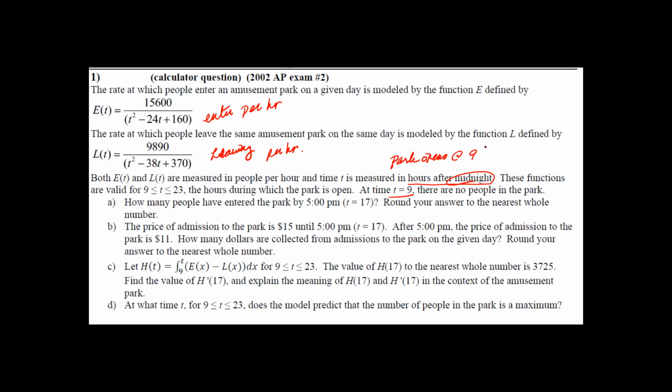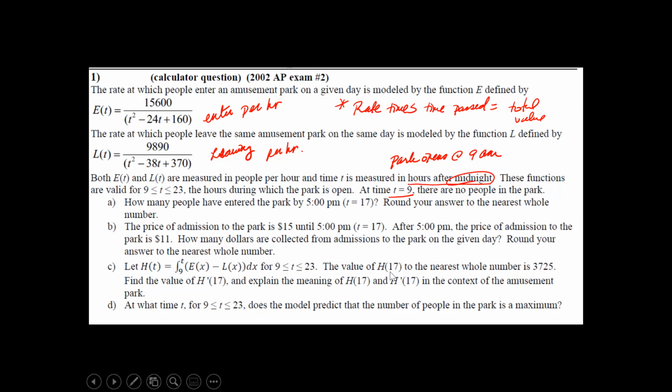Actually, it shouldn't be 9 p.m. I guess 9 a.m. Another thing I noticed is to keep in mind that the rate times time passed is equal to the total value.